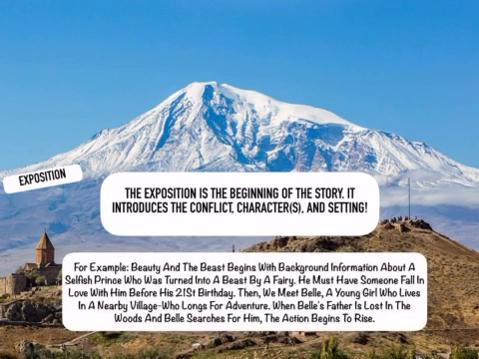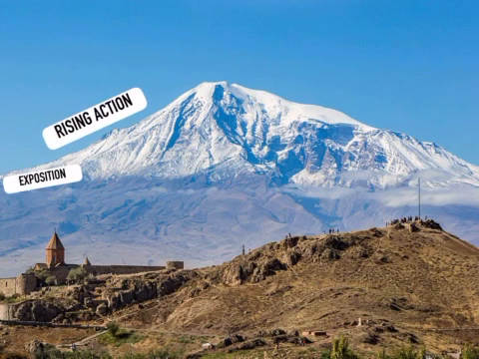So, for example, we're going to use Beauty and the Beast. So, Beauty and the Beast begins with background information about the prince who is turned into a beast. He must have someone fall in love with him before his 21st birthday to break the spell, or he will remain a beast forever. Then, we meet Belle, a young girl who lives in a nearby village who longs for adventure. When Belle's father is lost in the woods and Belle searches for him, the action begins to rise, which leads us into the rising action.